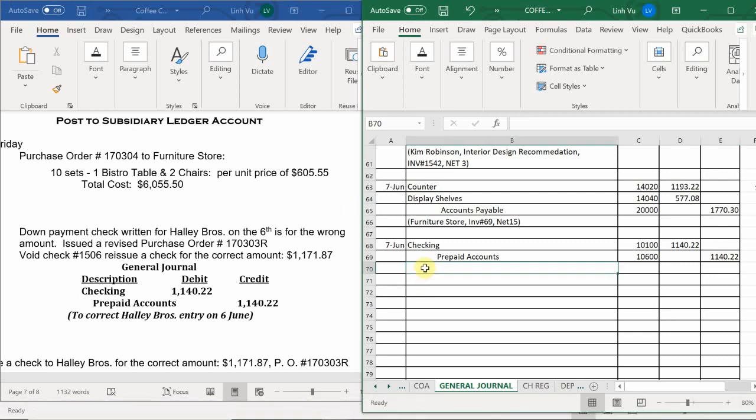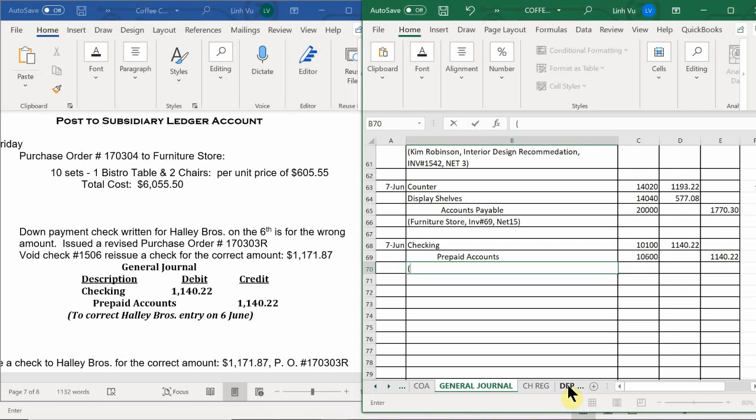So then what should my description be? Void a check and number. What we put before was down payment for coffee brewer and grinder, check 1506, purchase. So we have to put everything again. Void a check. You can write voided check. You can. In this case, let me see what it says. Down payment. Correct Haley Bros entry on June 6th.